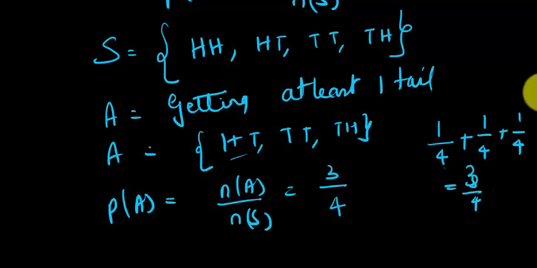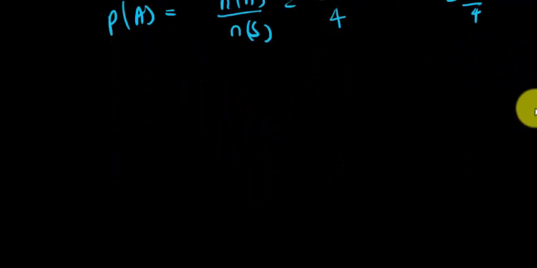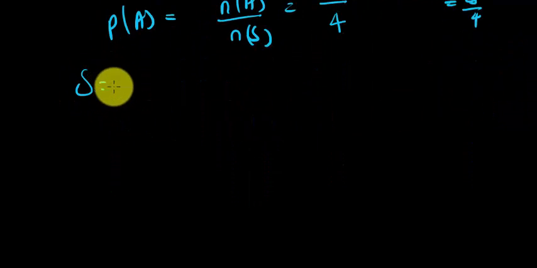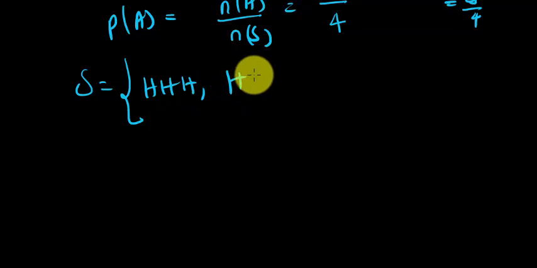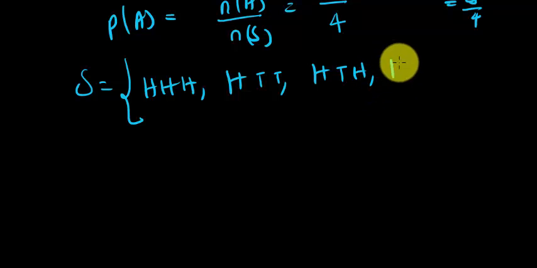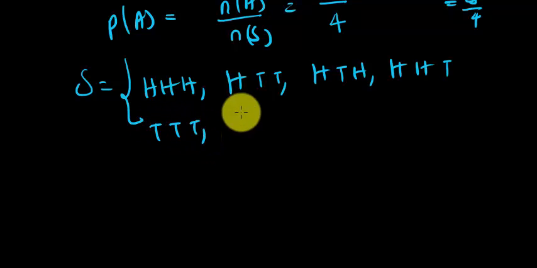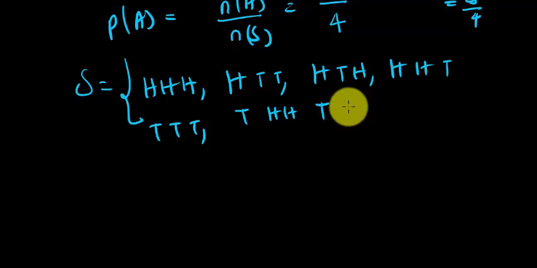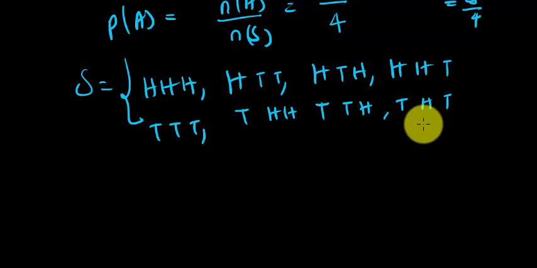Now, what if I'm tossing the coin 3 times? Then the sample space is going to change, isn't it? HHH, HHT, HTH, THH, and then TTT, TTH, THT, HTT. Any other options? I think that's it, right?